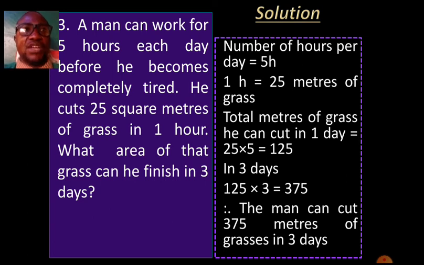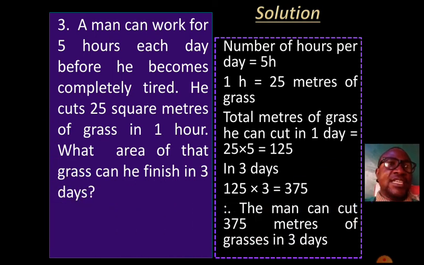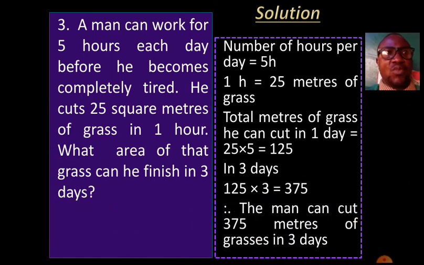Now, for us to solve this, you have to read and understand the question. Let's go to the solution. We have number of hours per day is equal to 5. We got this from the question because a man can work for 5 hours each day. Am I communicating? Now, in 1 hour is equal to 25 meters of grass. So he can cut 25 meters of grass in 1 hour.